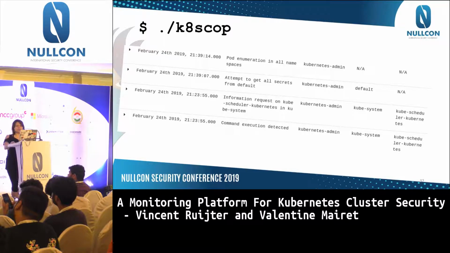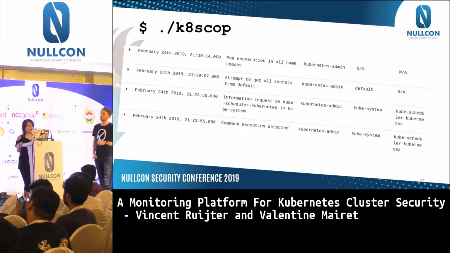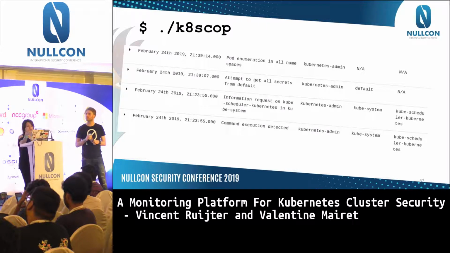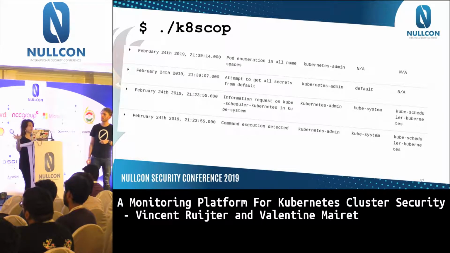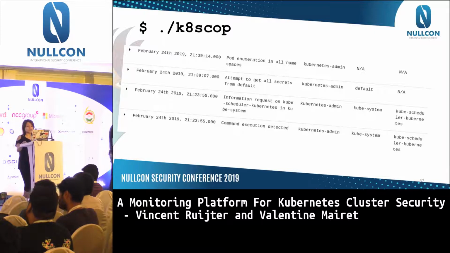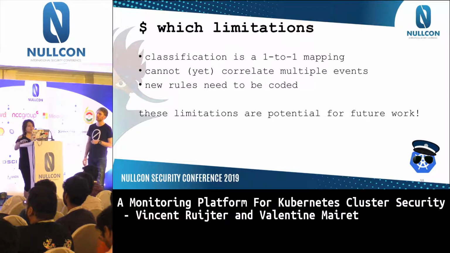And this is what it looks like in Kibana. So you have the timestamp, description, the user, the namespace, and the pods concerned. The description shows things like pod enumeration of all namespaces, attempt to get all secrets from default, so it provides information about what exactly happened, and additional things like the user. The kubectl command is also in there, and there's much more information, so you can make deductions yourself about the events.